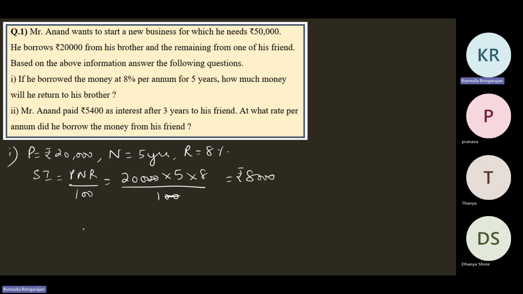So how much he has to return? So amount you should find. Amount is equal to principal plus simple interest. Principal is 20,000 plus simple interest 8,000. So he has to return 28,000 to his brother.